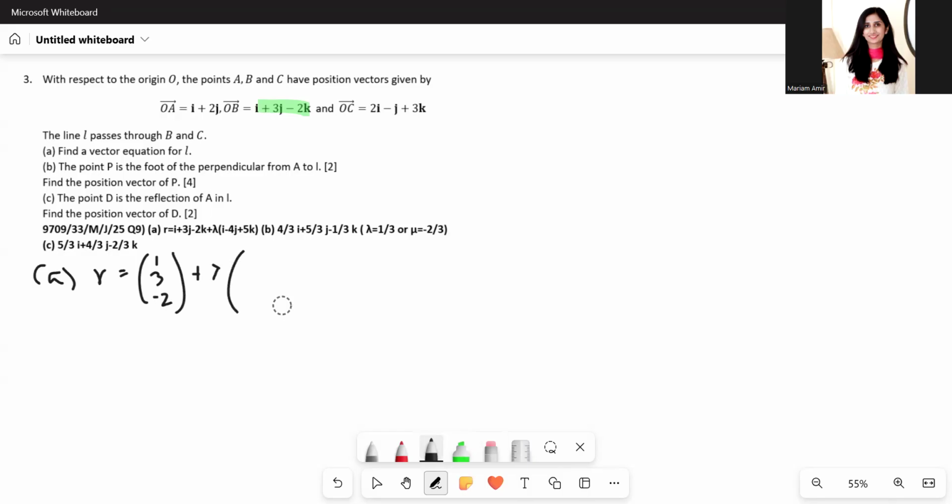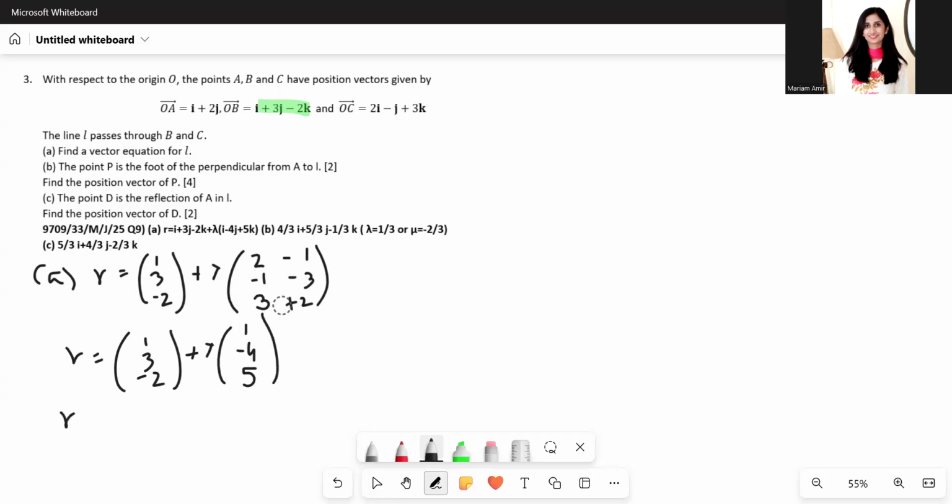And now I have to do C minus B. So 2 minus 1, 3 minus 3... minus 1, and minus 3 minus 2 will be plus 2... which gives me r equals 1, 3, minus 2 plus lambda, this would be 1, this would be negative 4, and then a 5. Now we must write it back in ijk form. So i plus 3j minus 2k plus lambda bracket 1i, minus 4j plus 5k.